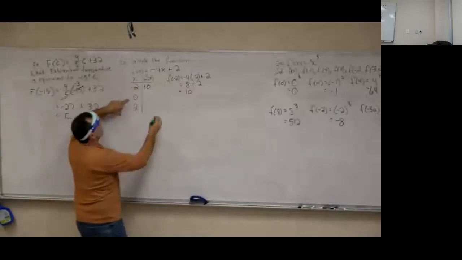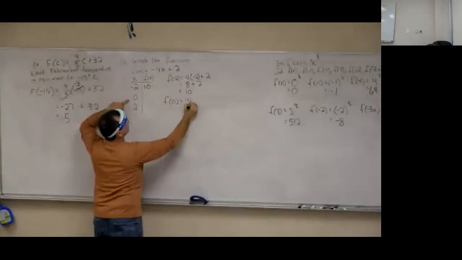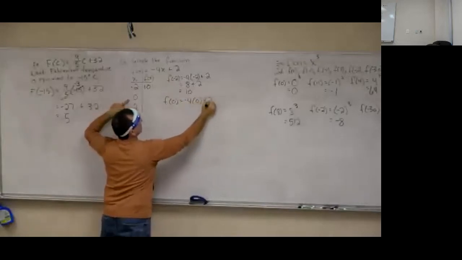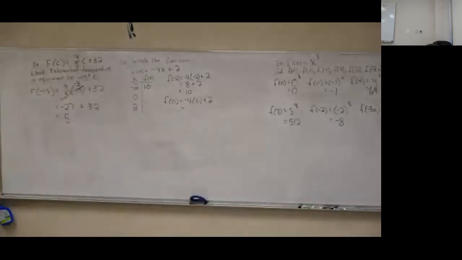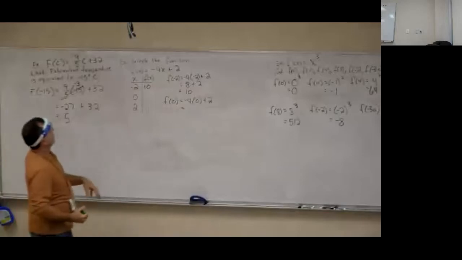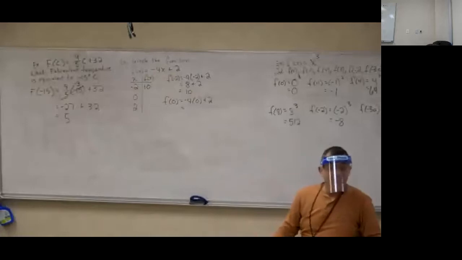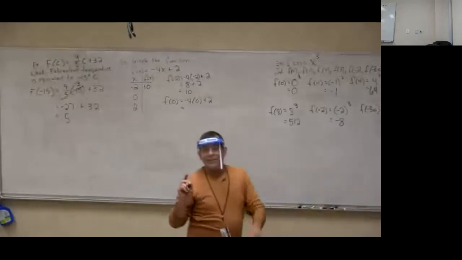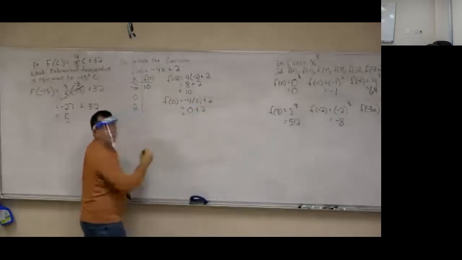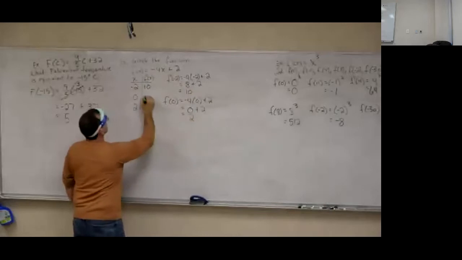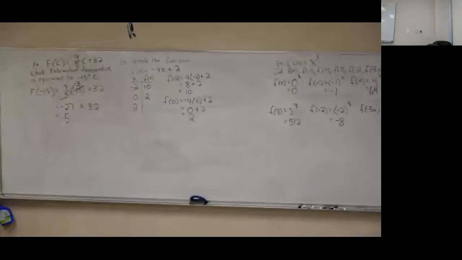Then they want me to find f of 0. So that'll be negative 4 times 0 plus 2. And y'all, anytime you're playing with zeros, anywhere there's a letter, it's going to be a 0, right? So basically that part would be 0. If I got a 0 plus my 2, that's 2. So when x is 0, my y value, or my f of x, is 2.